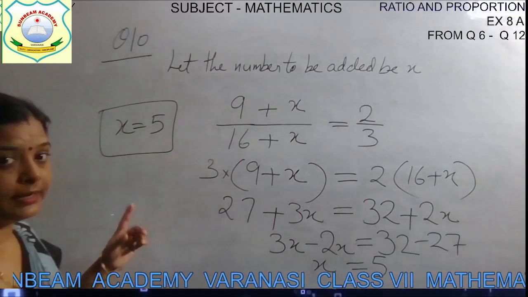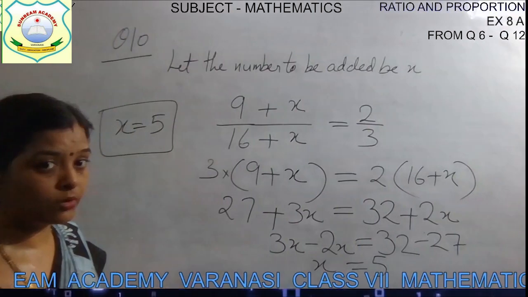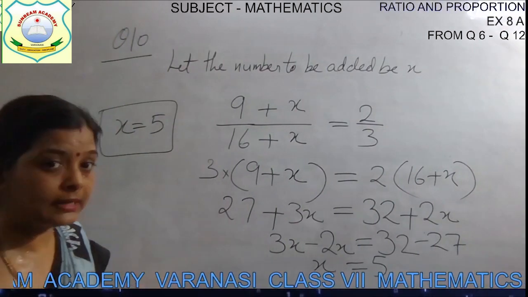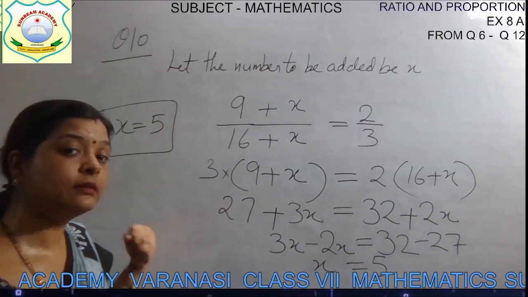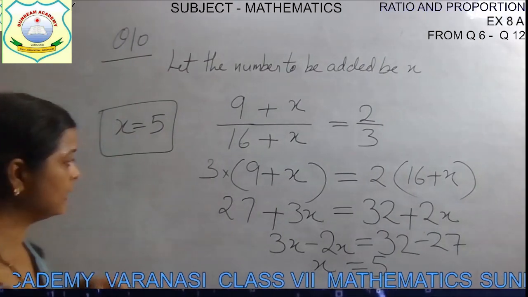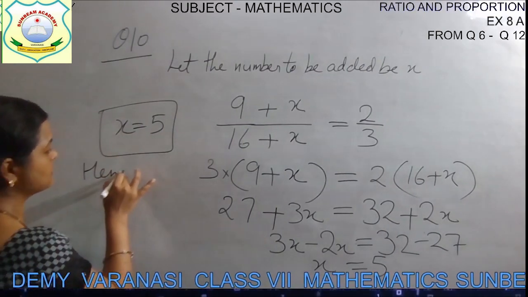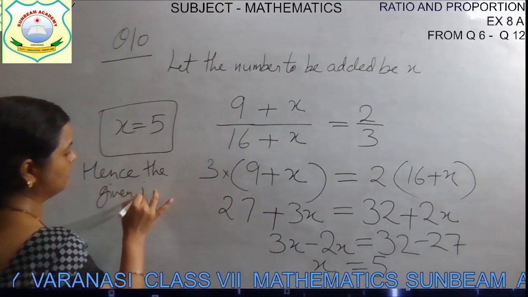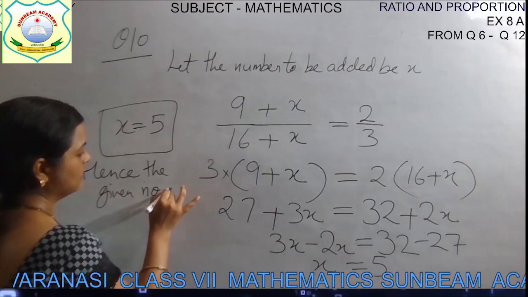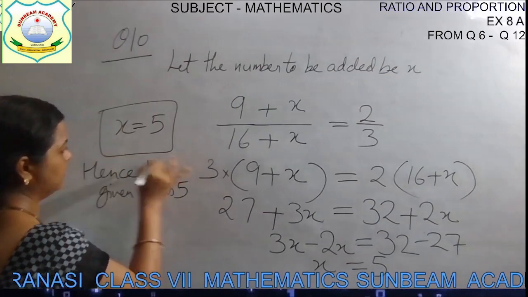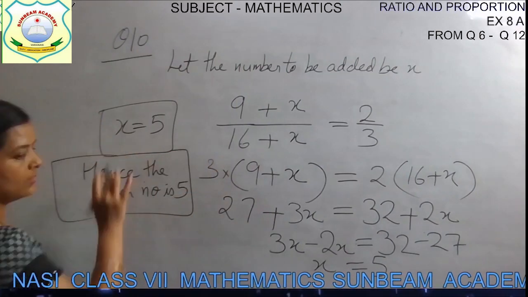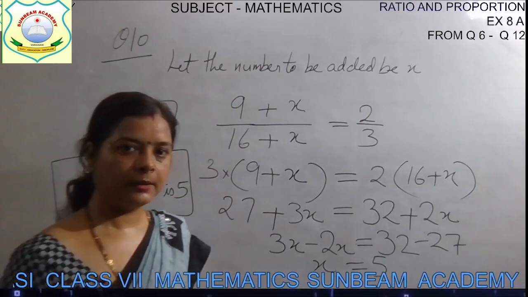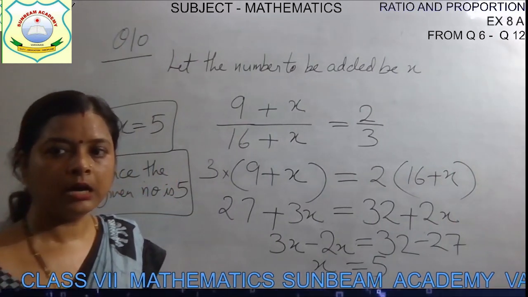But no need to write it as x, because they are not asking what is x. They are asking what is that number. So you have to write the full answer, that hence the given number is 5. Keep the answer in this way. Clear? Okay. And how to check this?